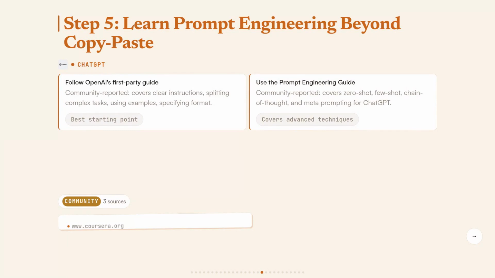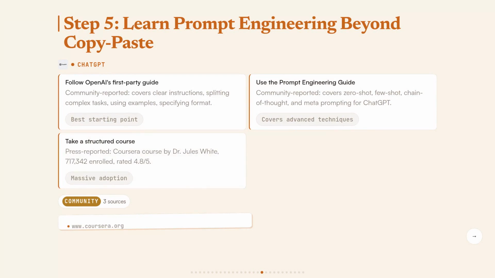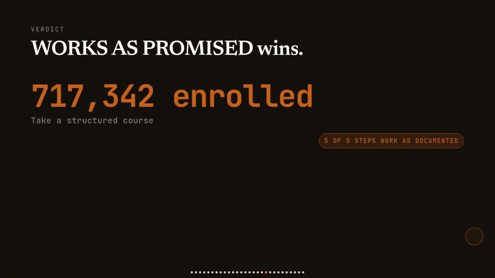The Coursera course by Dr. Jules White fills that gap with app-friendly techniques, and 707K students can't all be wrong. Step 5 works cleanly, but the gotcha is that the official guide assumes you're on the API, so start with the Coursera course if you're using the chat app day to day. 5 steps done, and this one compounds every other step because better prompts make the long-form writing, the PDF parsing, and the system instructions all work better.